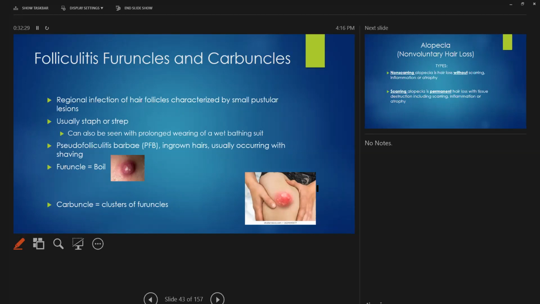Folliculitis, furuncles, and carbuncles. It just gets grosser and grosser. A furuncle is just a boil that comes first, and then a carbuncle is a cluster of furuncles. Usually these are staph or strep. Usually you get this kind of small pustular infectious process, and then it spreads from there into these nasty looking big boils.